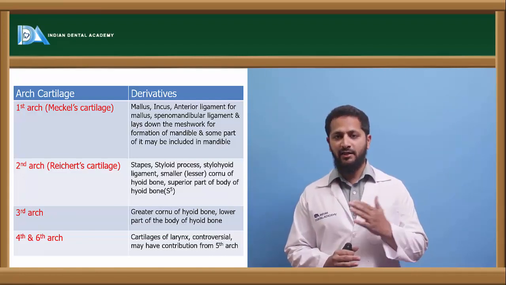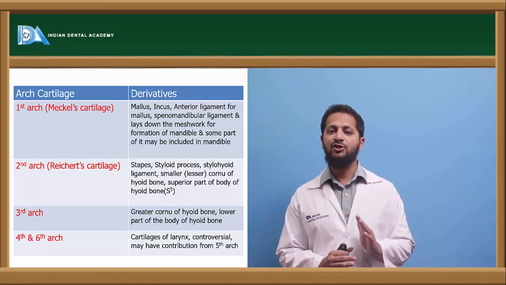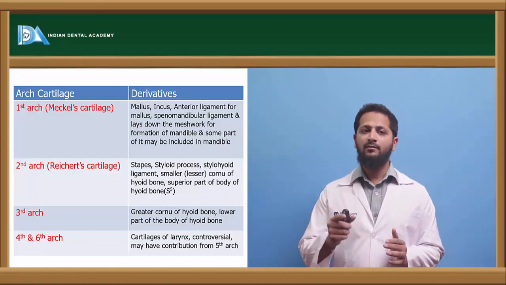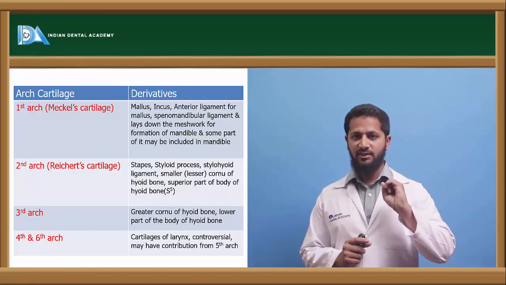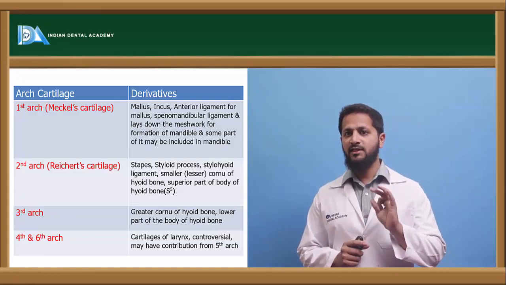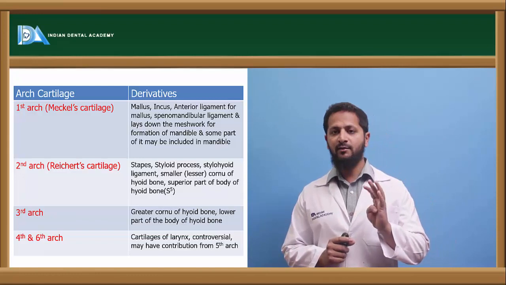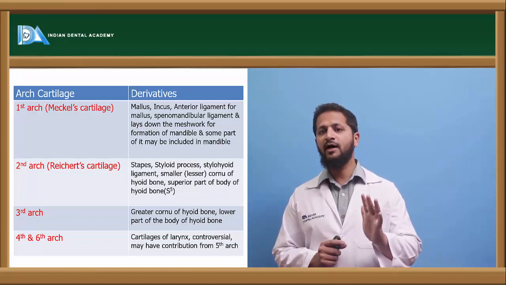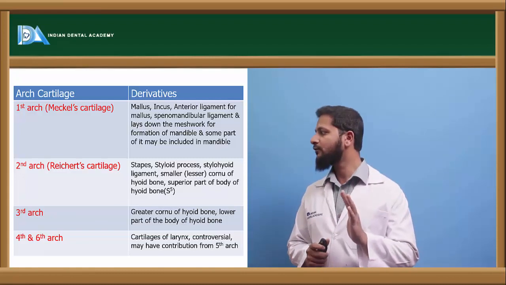The cartilage of the second arch is Reichert's cartilage. Remember the derivatives of this cartilage by S to the power of 5: stapes, styloid process, stylohyoid ligament, superior smaller cornu of the body of the hyoid bone, and superior part of the body of the hyoid bone.